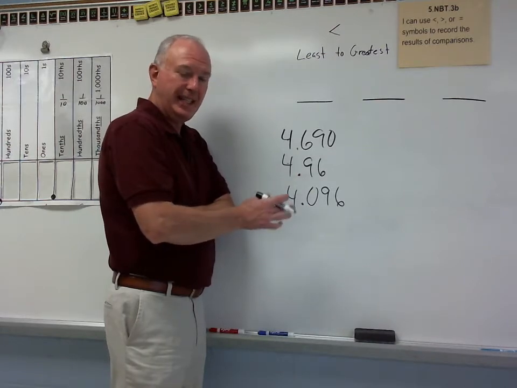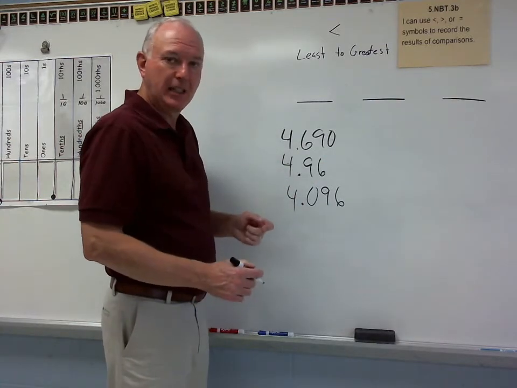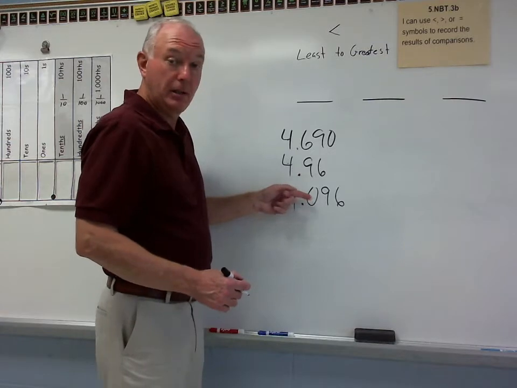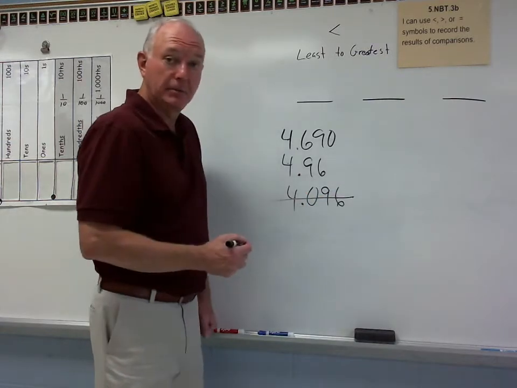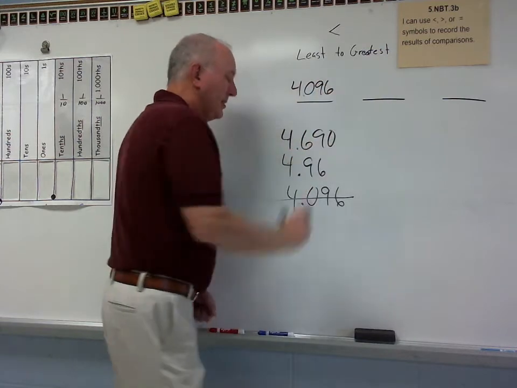Well, which one is least? They're all equal, so we move over. Which one is the least? 6, 9, or 0? 0. This is your smallest number. So that's 4 and 96 thousandths.